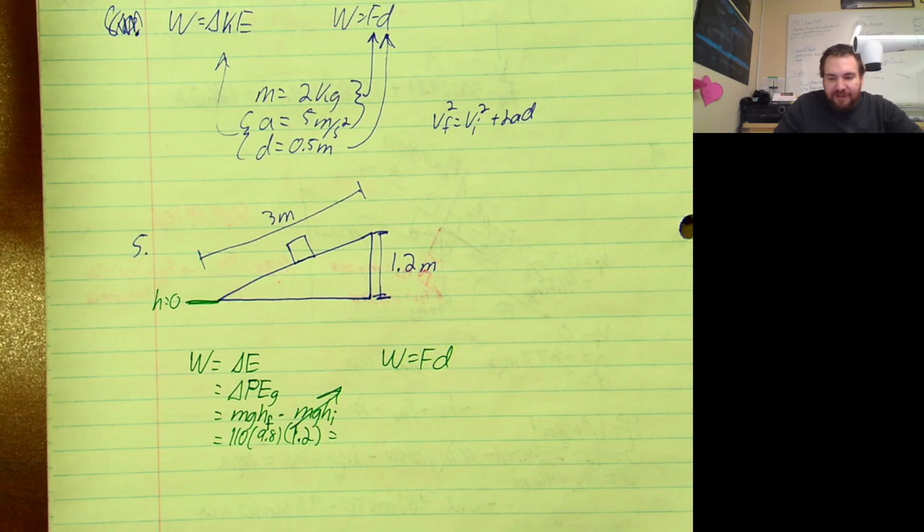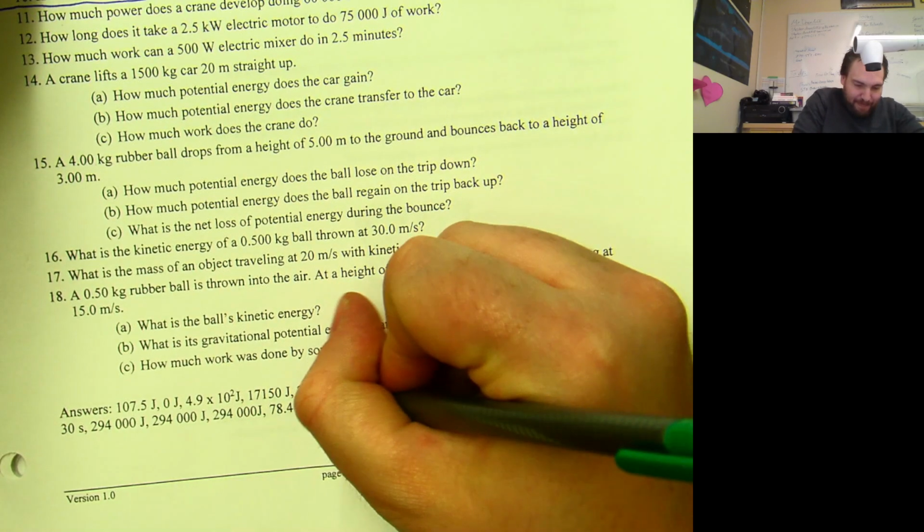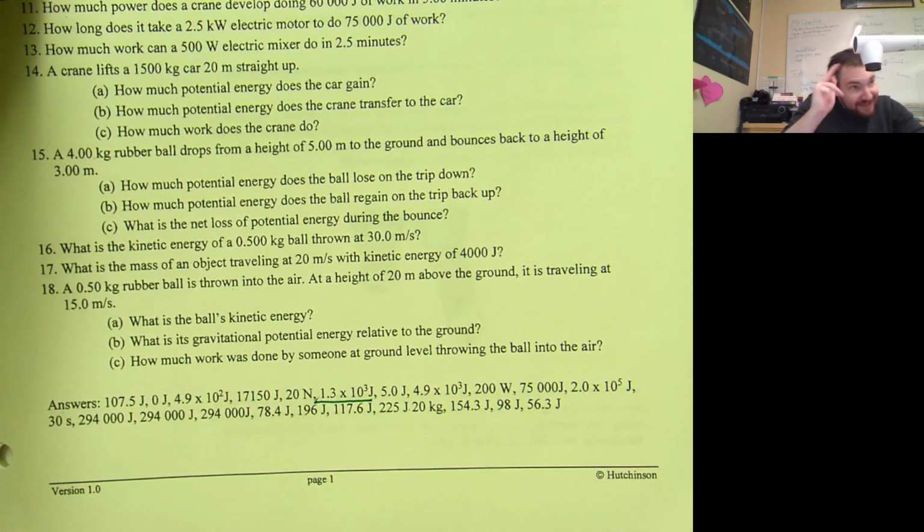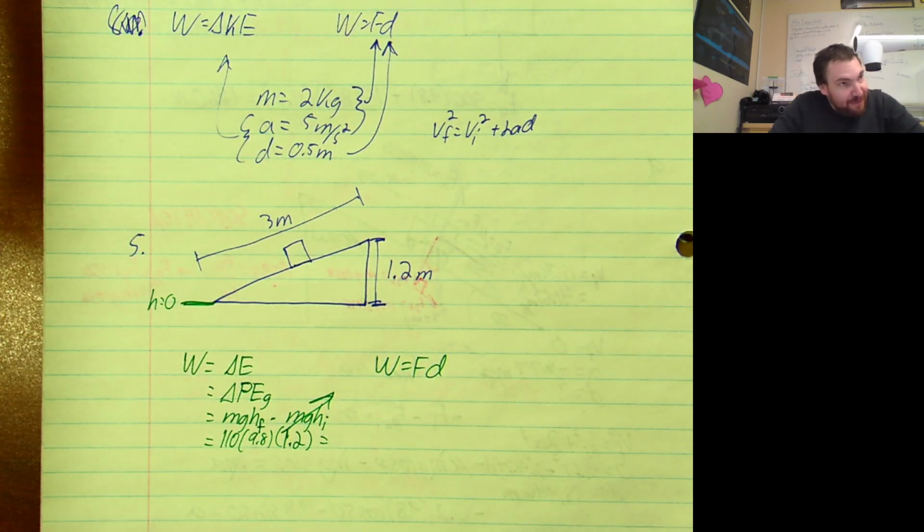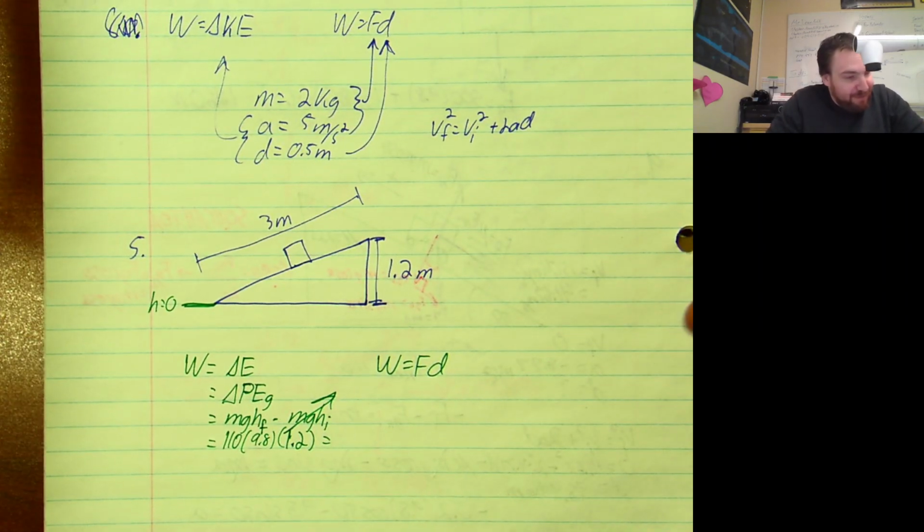1293.6. The answer is 1.3 times 10 to the 3 joules. Yeah, so the answer is right there. Literally right there. But yes, you did it right. But you know what? Now I'm going to make you sit through the other way you could have done this problem.